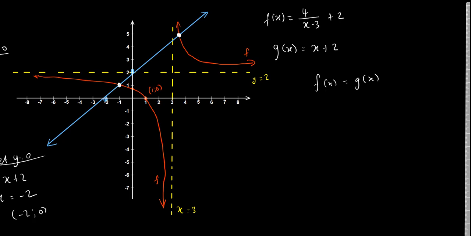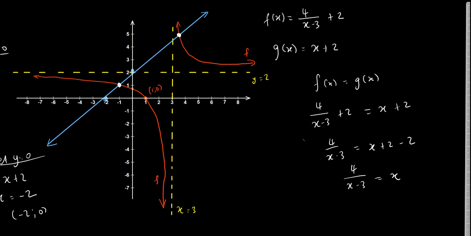And then you substitute: 4 over x minus 3 plus 2 is equal to x plus 2. Now remember, you need to leave this alone, whichever way you can solve it from here. But maybe you might want to have the 2 on the other side, so that is minus 2. Then you have 4 over x minus 3 equals x. Then you need to solve for x, right?